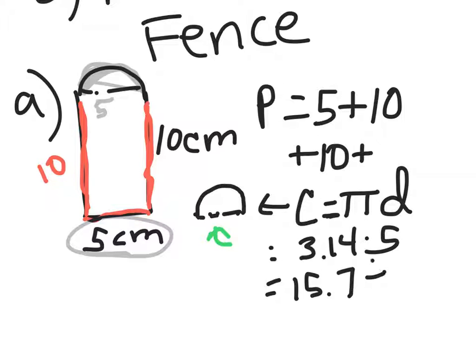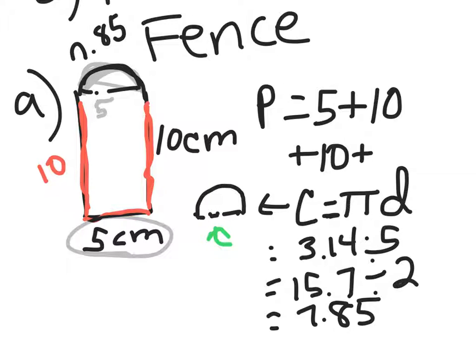We want to divide that by 2 because what we have up here is a half circle. So 15.7 divided by 2 gives me 7.85. So this distance around here is 7.85. Let me ask myself if that makes sense. It appears to be longer because it's curvier than this. This is 5, that's 7.85. It makes sense. So let's move back up here.